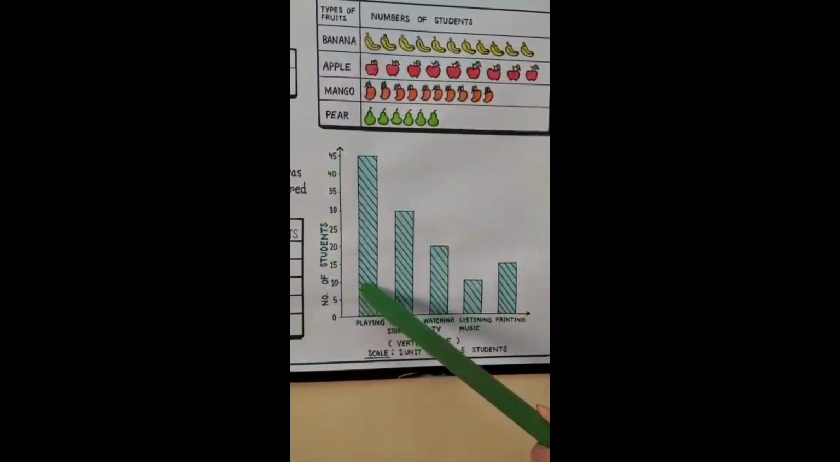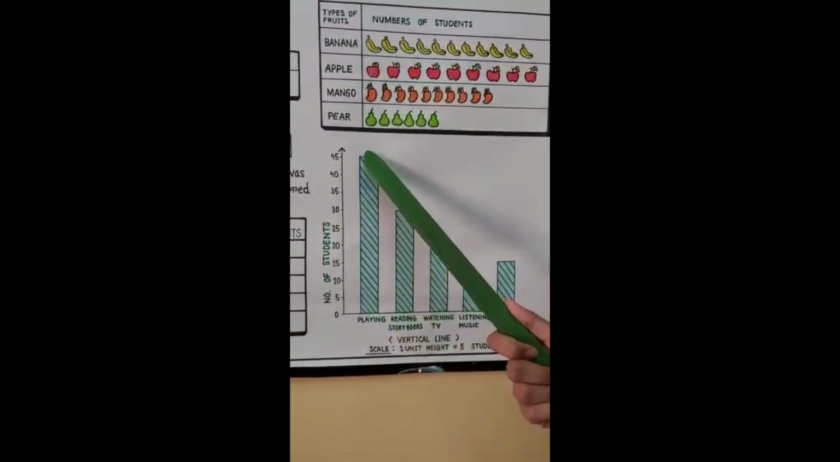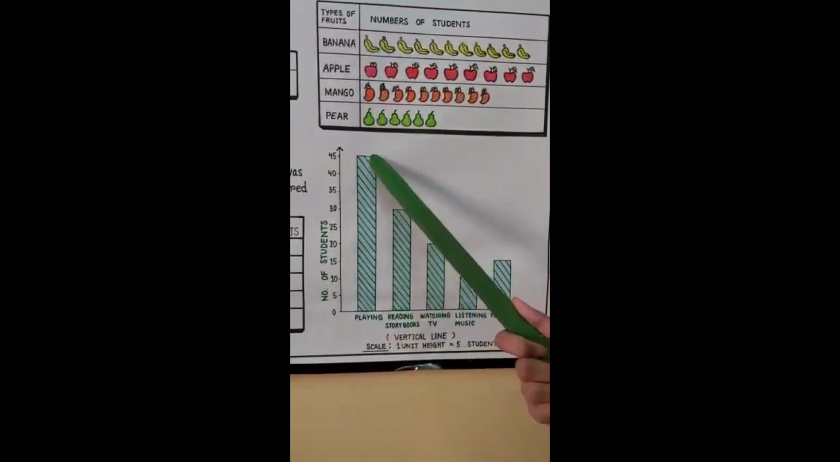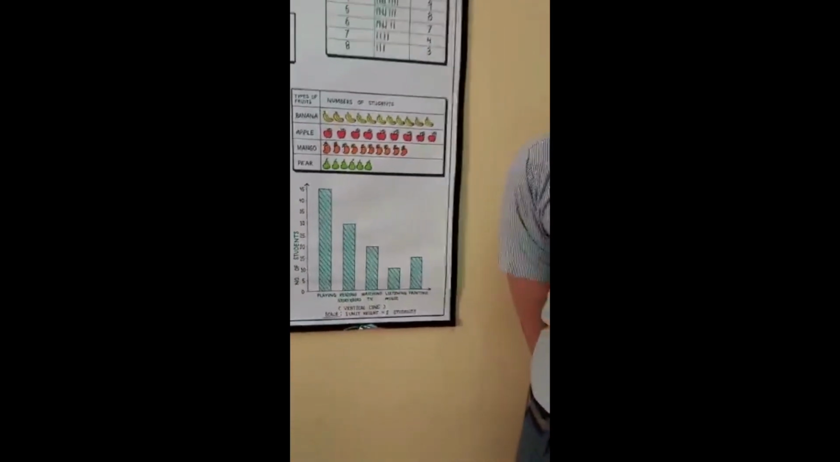As you can see, the bar representing playing is the highest, from where we can understand that most of the students are interested in playing and the least in listening to music. These methods enable us to analyze the given data in a simple and easy way. Tally marks are most commonly used to represent the scoreboard in games and sports, whereas bar graphs are used in the measurement of rainfall, agricultural and industrial production.